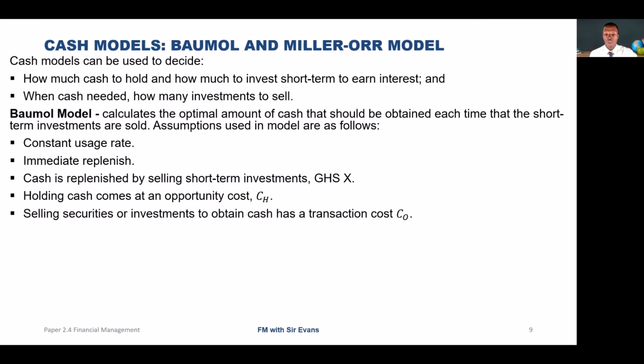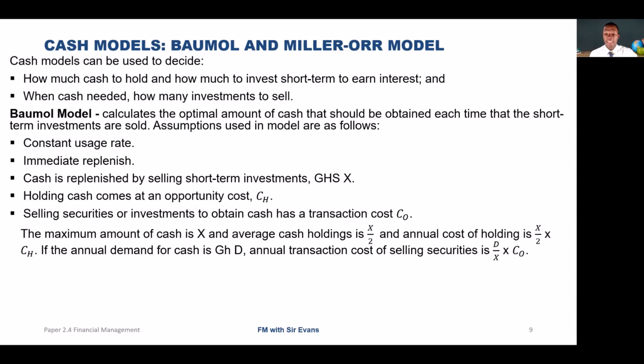That's CO, the ordering cost. So the maximum amount of cash is X, and the average cash holding is X over 2, and the annual cost of holding is X over 2 times CH. So if the annual demand for cash is D Ghana cedis, then the annual transaction cost for selling securities is D over X times CO. So you can relate this to the inventory EOQ model that we looked at in the previous session.